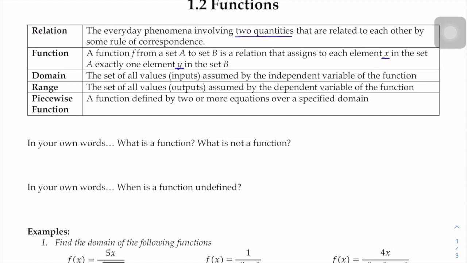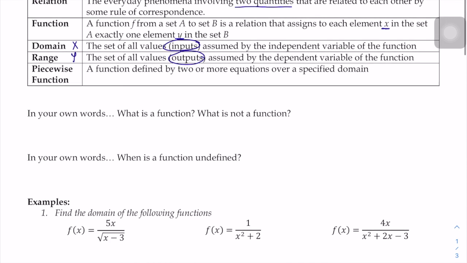Domain, you've been doing this since Algebra 1. Those are your inputs. So your x values are your domain, and then your range, those are your outputs, that's your y. Piecewise functions, piecewise, it's kind of how it sounds. It's pieces of different graphs on one graph. So it can be two or more equations that are specified over specific domains in your graph. So just pieced along that graph.